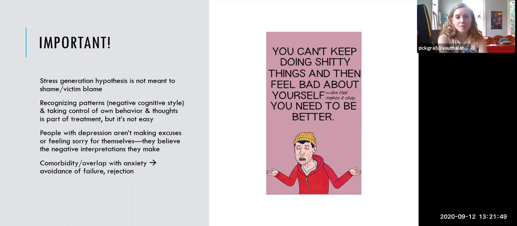So that's what depression therapy is all about. It's hard to do these things on your own, but therapy is about recognizing patterns, so recognizing your negative cognitive style and actively trying to take control over those patterns to improve both how you feel and also your relationships with other people.